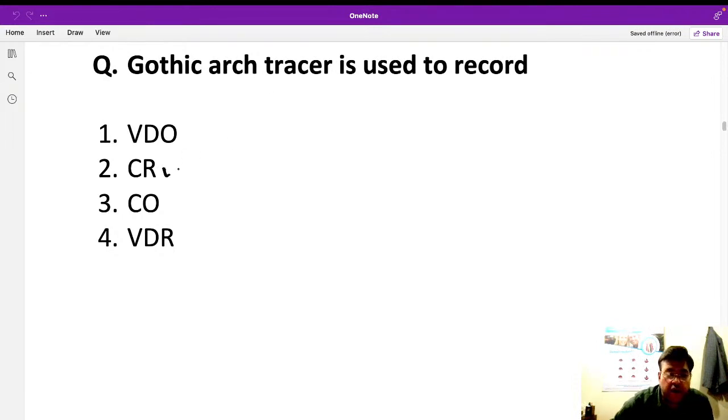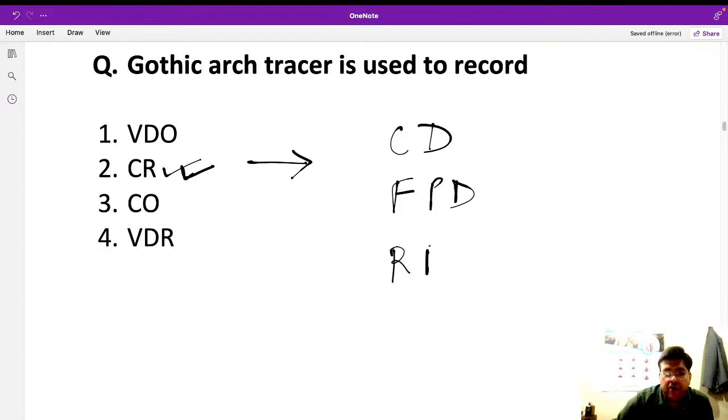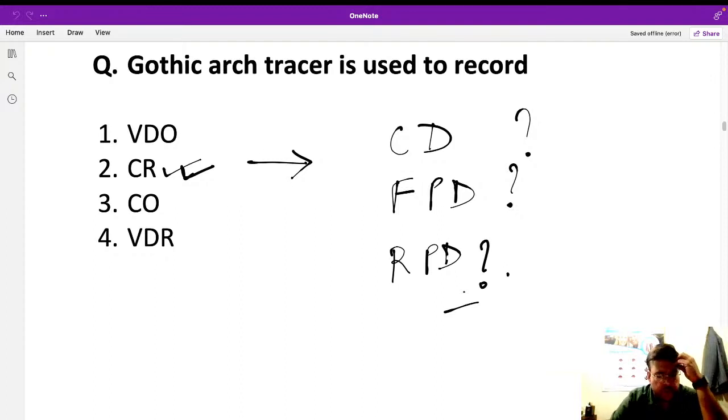Absolutely right. It is for centric relation. Now, is this Gothic arch tracer used for CD, FPD, or RPD? Where is it used? Absolutely correct. So these Gothic arch tracers are used for complete denture centric relation only.